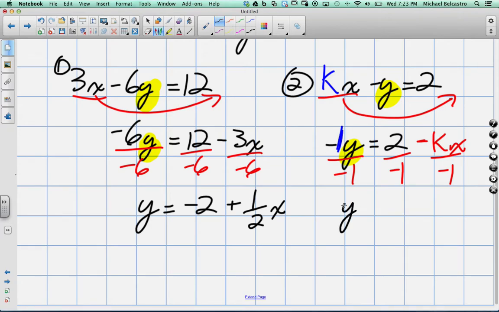So we're going to have positive y, which is the same as our first, is equal to 2 divided by negative 1 is negative 2. And k, or negative k, again, we won't worry about the x, negative k divided by negative 1 will be positive kx. Okay? So because we've set them both equal to y, we can see the similarities.